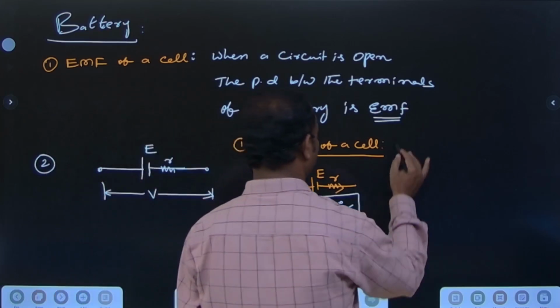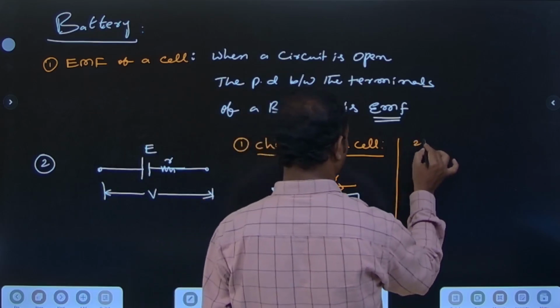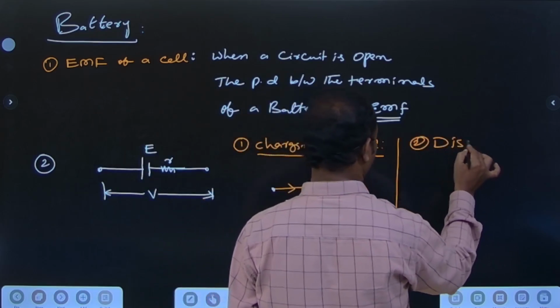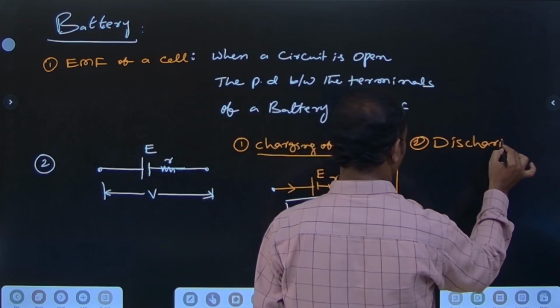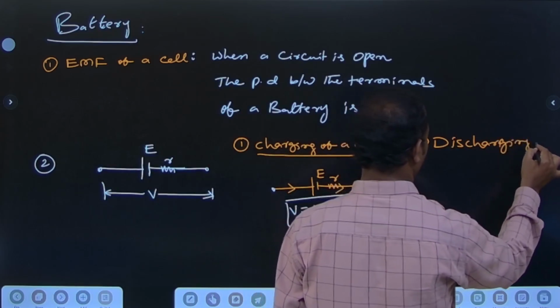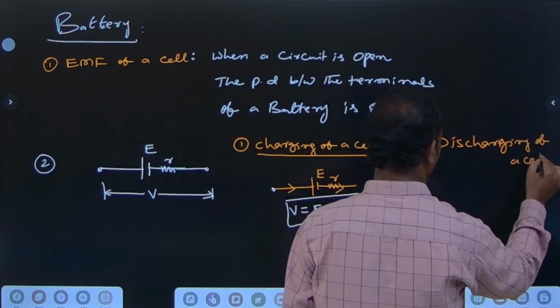Next one is the discharging of a cell. Okay, so discharging of a cell.